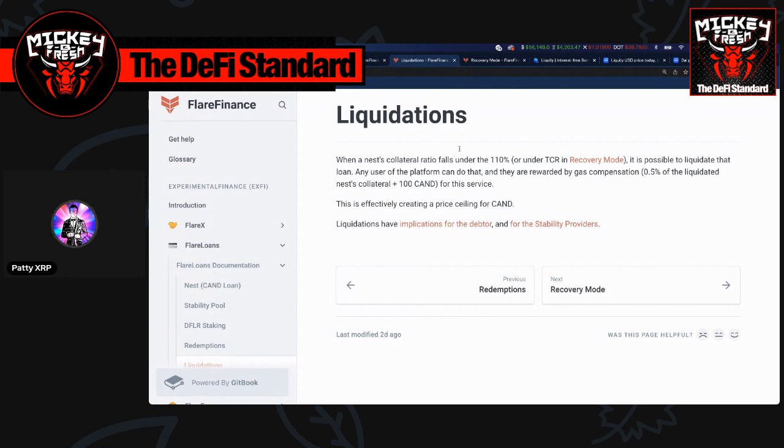So essentially, when people become under collateralized, it means that the collateral backing the supply of Canary dollars you took out is too low for it to maintain its peg. So when people get liquidated, it will start bringing this USD peg back into alignment as well, along with the redemptions. So those are the two things that are managing the peg. Additionally, liquidations have implications for the debtor and for the stability providers, which we'll touch on when we get into our diagram later on.